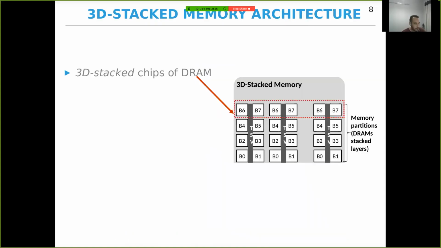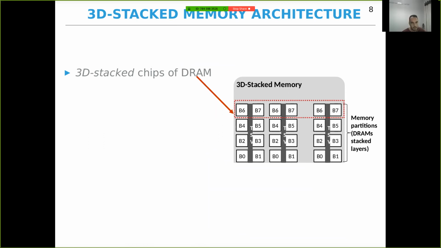And here we have again the 3D stack memory. And now we know why we need it. It is useful to address the data movement problem. And let me now explain how it works and how to use it. Firstly, I introduce some terms of the 3D stack memory architecture.